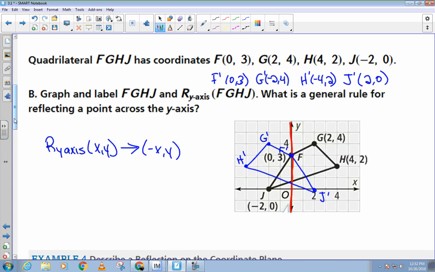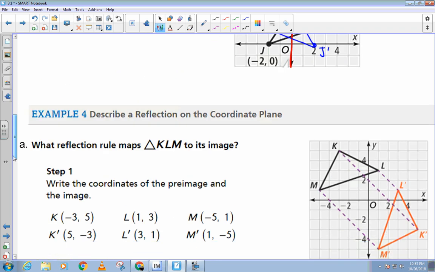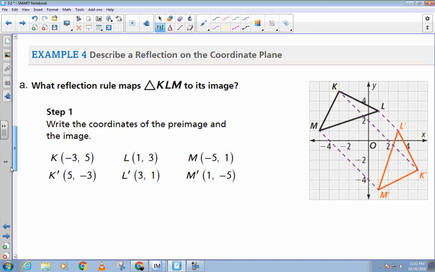Alright, now this next one's tricky and there's kind of a lot of parts to it, so stay with me, okay? Once we get through it, you're going to see that the rule is not so hard, but they want you to discover the rule. So we want to describe a reflection on the coordinate plane. What is the reflection rule between triangle KLM and its image?